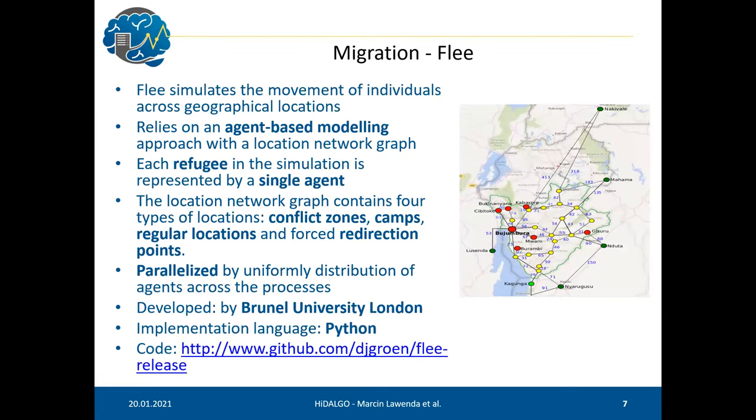And in order to give you an idea what this Flee application does, this slide was prepared. Basically, it simulates the movement of individuals across geographical locations, and it is implemented using agent-based modeling, where each refugee is represented as a single agent. We have four different types of location: conflict zones, camps, regular locations, and redirection points. And of course, the code was parallelized. In the Hidalgo, we started with the single node implementation. It is developed by our partner, Brunel University of London, implemented in Python. The code is open source, available on GitHub.